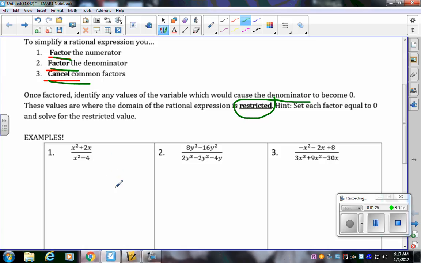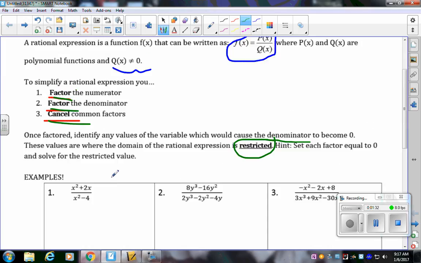Find out what numbers, if you were to plug them back into the original problem, would cause you to have a denominator of 0. Because remember, we cannot divide by 0. It's not mathematically possible. It's a big old no-no, so we need to set what those restrictions are. So we'll deal with that towards the end of the problem. So let's take a look.